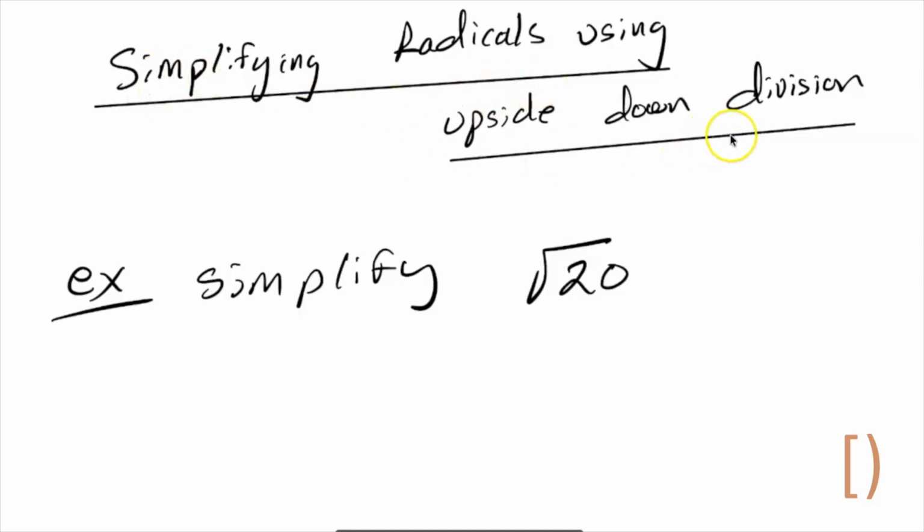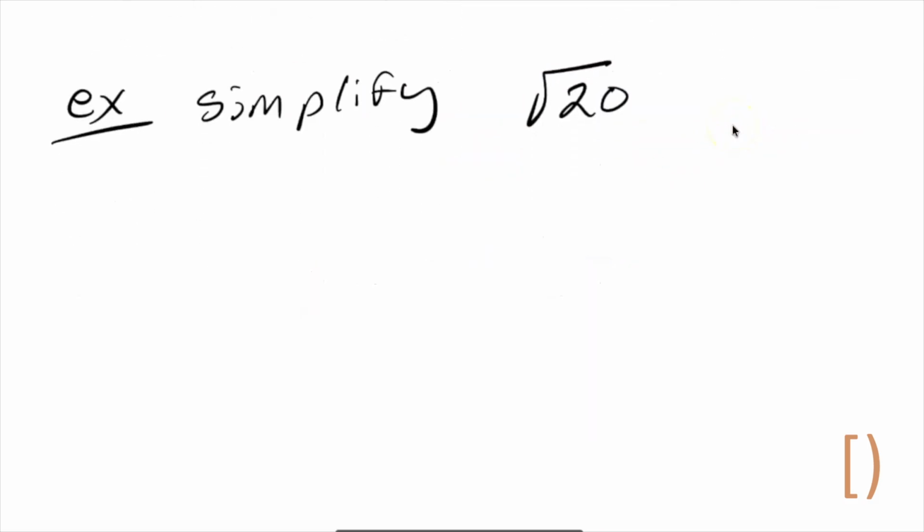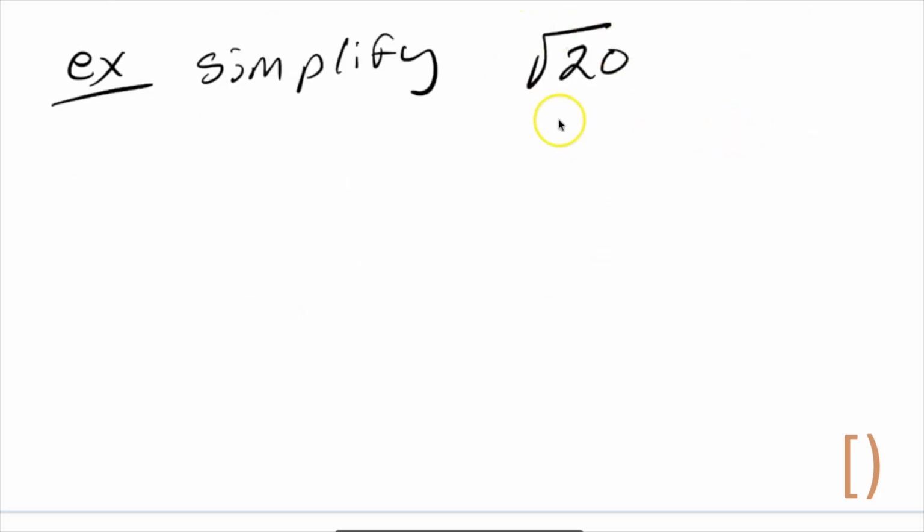Simplifying radicals using upside down division. So I'm going to do a quick video on how to simplify radicals, specifically using upside down division, which is my favorite method of doing it. Okay, so simplifying square root of 20. Remember, we don't know the square root of 20, so we're not trying to approximate it. We're trying to just break it down to a simpler form. The only thing left inside the radicand is prime factors of 20.